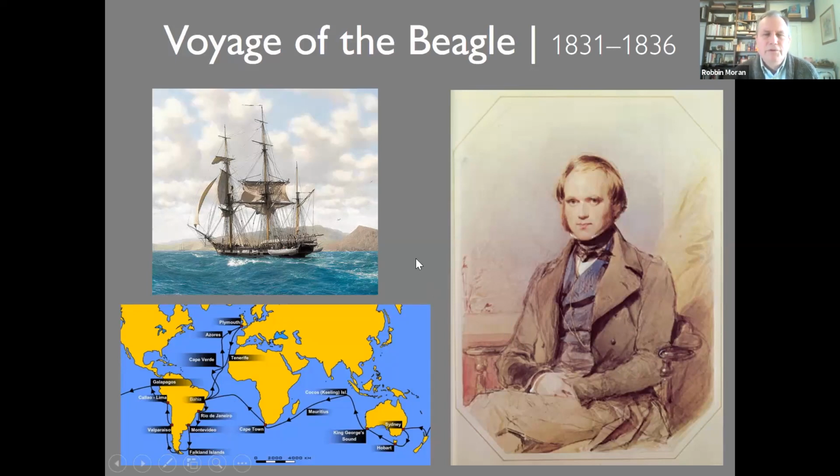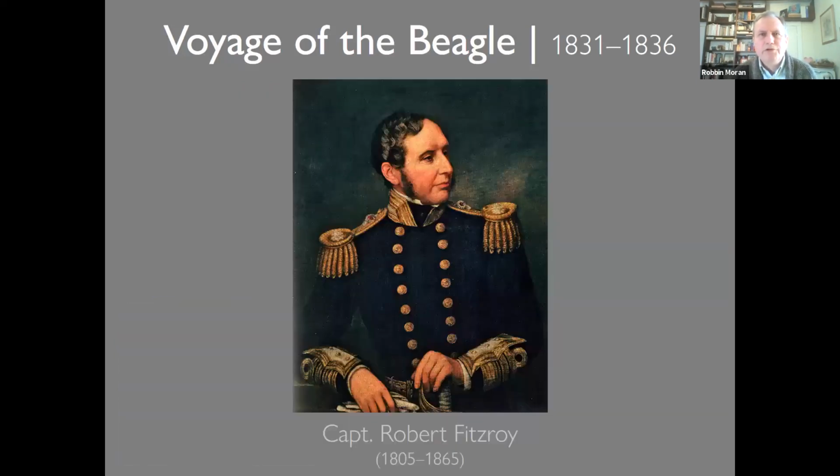Now, what was Darwin doing on the Beagle? A curious little fact is that he was not the naturalist aboard the Beagle. The naturalist on the Beagle officially was the ship's surgeon. And what Darwin was doing on the Beagle, he was invited to be there as the gentleman dining companion to the captain of the ship, Captain Robert Fitzroy. And here's a picture of Fitzroy.